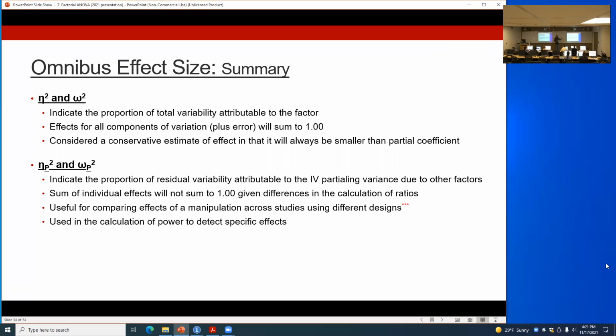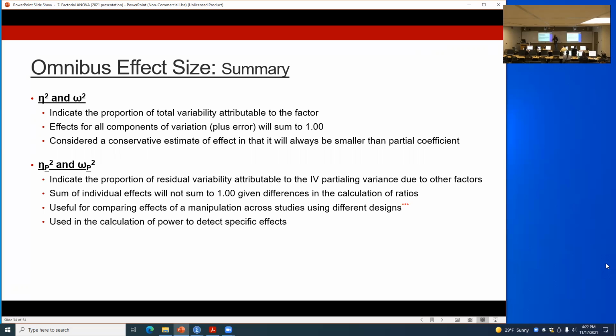What we typically report in our factorial designs are partial coefficients. So we've got partial eta squared and partial omega squared. This is looking at the proportion of residual variability in our outcome that's attributable to a factor after we partial out the stuff due to other factors, right? So we take that out, and now we've got a new pie, a smaller pie of unexplained stuff. How much of that is due to my factor?